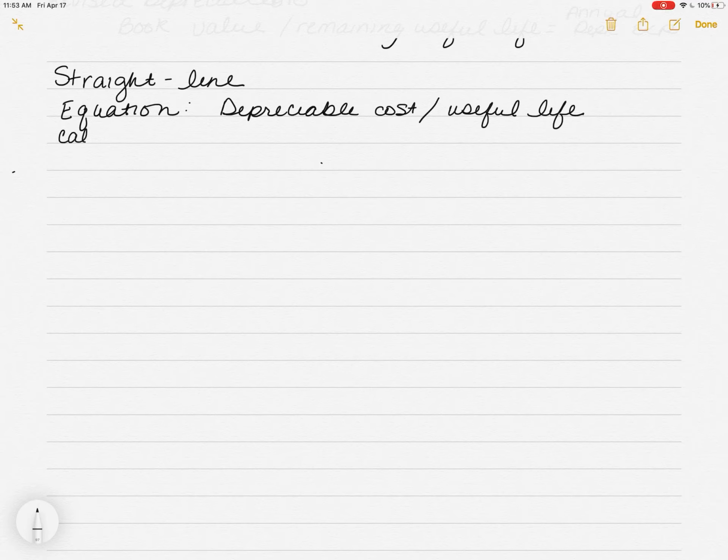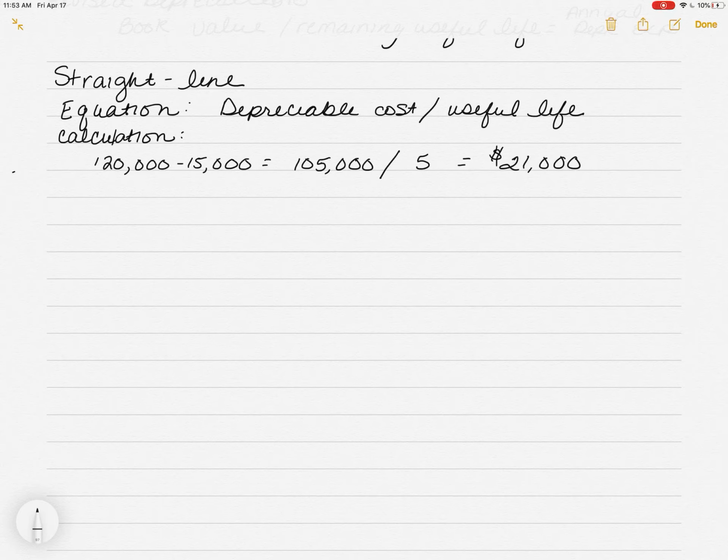To calculate our depreciation expense in this problem that is given, they tell us our cost is $120,000. Our salvage value is $15,000, which is going to give me a depreciable cost of $105,000. We'll use that for all of these problems. Next, I'm going to take my depreciable cost and divide that by my useful life of 5 years. And that's going to tell me that I am going to depreciate $21,000 each year.